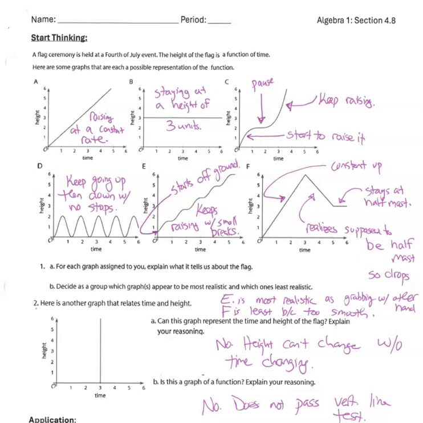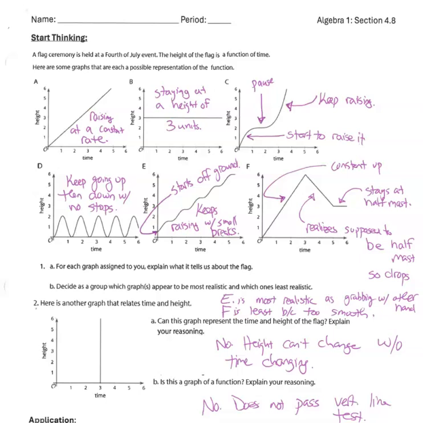So on A, you can see that the flag is starting at 0, and it is going up at a constant rate, getting to its highest point at 6. We're not quite sure if that's 6 meters or 6 feet, and that would be after 5 seconds. It is a nice constant rate. No pauses, no speeding up, no slowing down, just a constant rate of change.